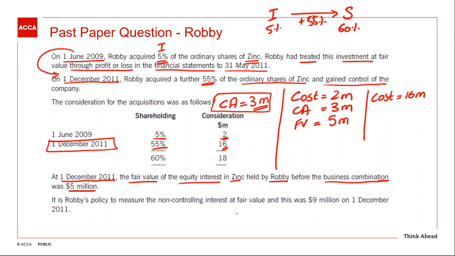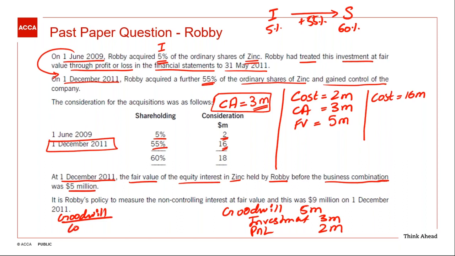So yes, we are going to make the entry as the goodwill debit by $5 million, which is the fair value, and we are going to credit the investment by $3 million, and we're going to get a gain in the P&L of $2 million. Now, when we are going to calculate the goodwill in the balance sheet, the cost of the acquisition is going to be 5 million for the old investment plus 16 million, the cost of the new investment. So we are going to use 21 million as the cost while calculating goodwill.